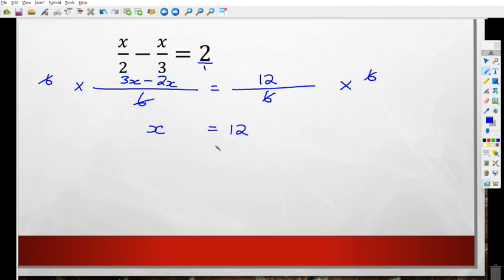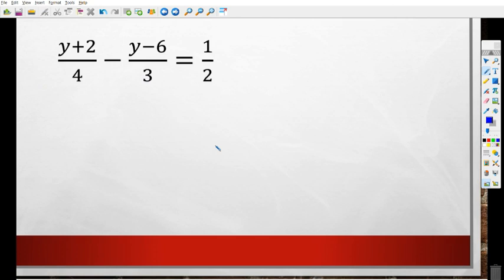Please guys, remember it's just a scale. Equations are just a scale. What I do on the one side, I do on the other side. And you always ask yourself, what's happening? I'm going to do the opposite to get rid of it. I hope that's making sense. So moving on. Fantastic, awesome.